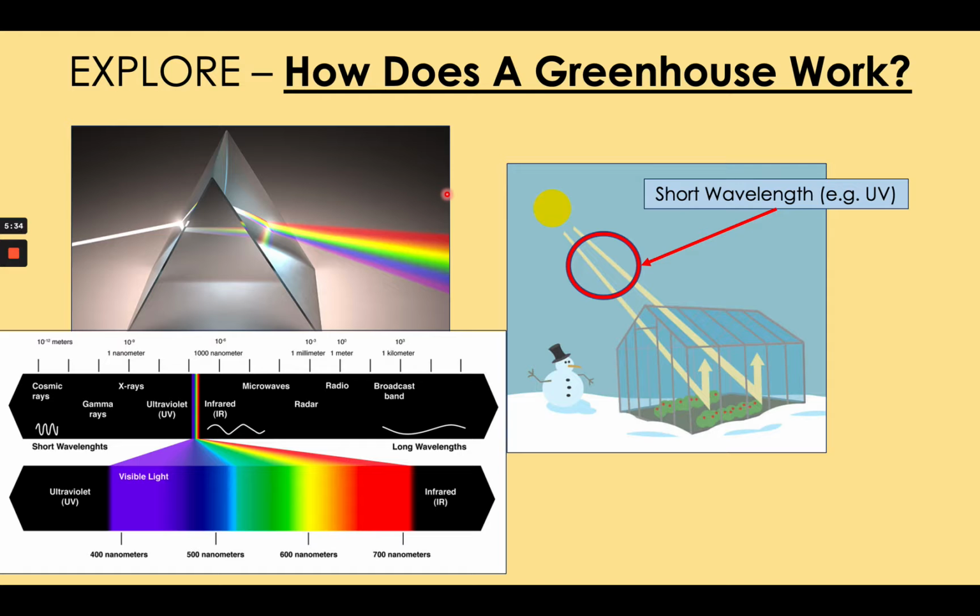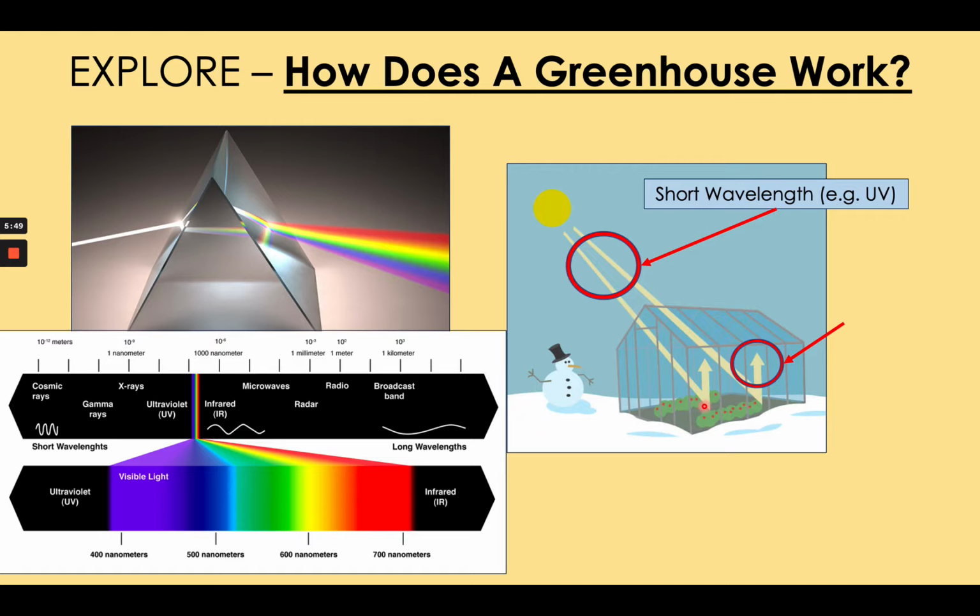That short wavelength light has no problem going through the glass of the greenhouse. It goes straight through and hits the ground within the greenhouse. When the short wavelength light hits the ground, it is absorbed by the ground, causing the ground to heat up.